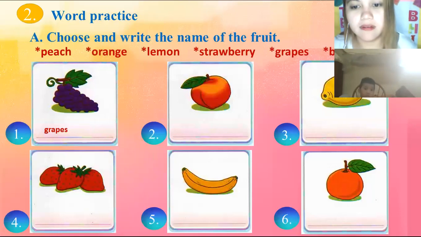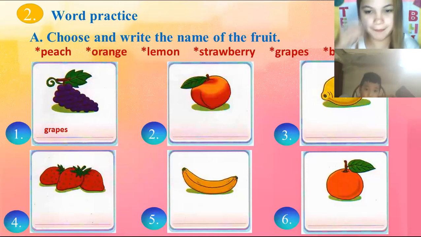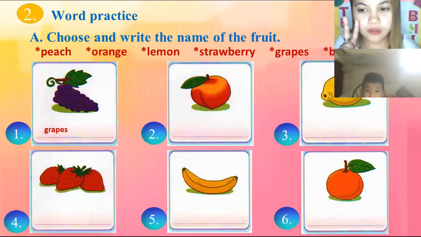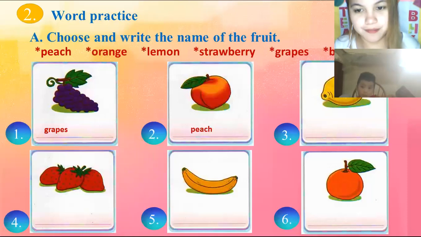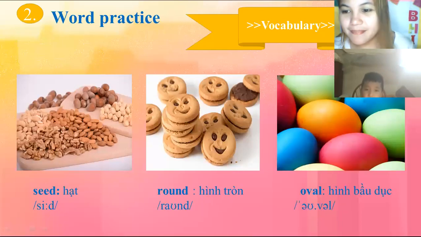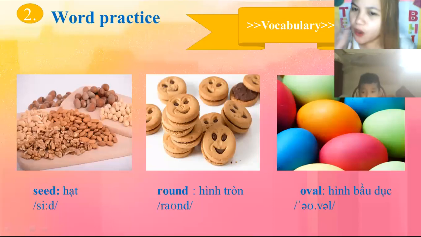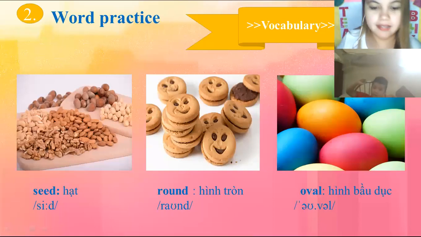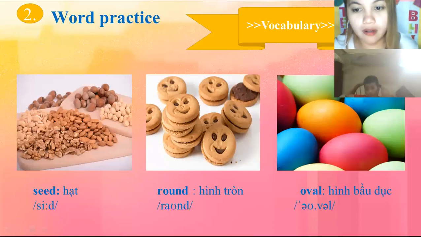Okay, next. Choose and write the name. Can you read it? Okay. Easy. Number two. You have to choose the name of the fruit. What is number two? Peach. Number three. Lemon. Number four. Strawberry. Very good. Five. Banana. And then six. Orange. Very good. Okay, next. You're very fast. You just say it slowly, all right? Round. Oval. All right, seed. Round and oval. Very good.